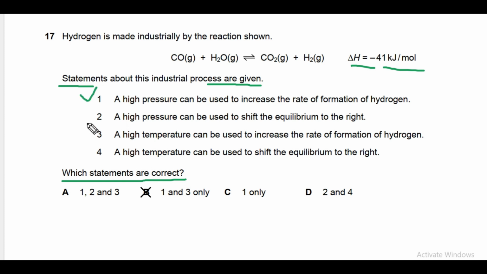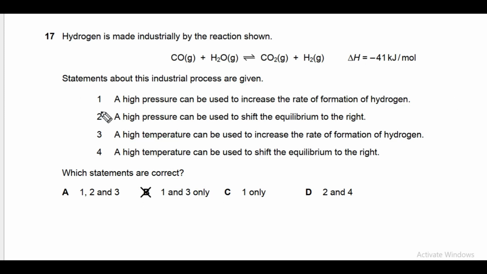Here 1 and 3 are the correct answer. Why? A high pressure can be used to increase the rate of formation of hydrogen. Yes, if pressure increases, molecules become closer, more successful collisions occur, and the rate of reaction increases. So 1 is the right answer. And 3 is right. A high temperature can be used to increase the rate of formation of hydrogen. Yes, if you increase temperature, the rate of reaction will increase. 1 and 3 is the right answer.